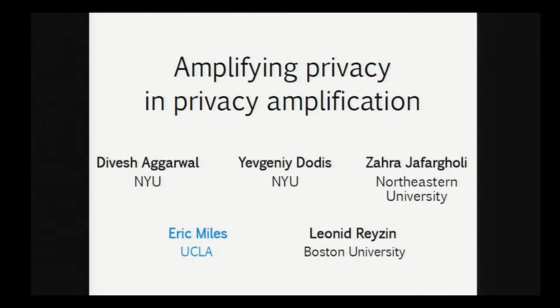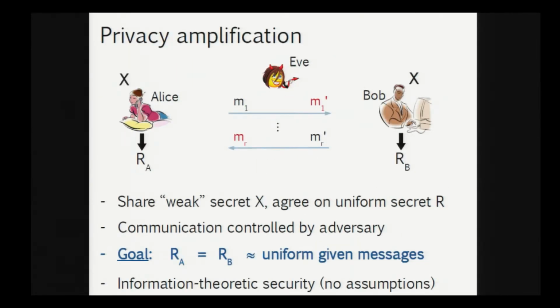So this is a talk about privacy amplification. Let me start by explaining what privacy amplification is. The setting here is that you have two parties, Alice and Bob, and they each share some weak secret X. By weak, we mean that X is guaranteed to have some min entropy, but it could be far from uniform. They exchange messages over a channel that is not only observed, but is also controlled by an adversary Eve, so she can change the messages arbitrarily.